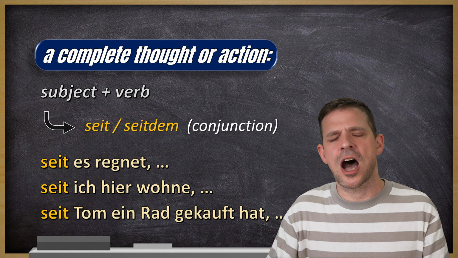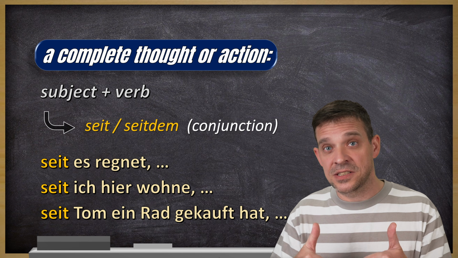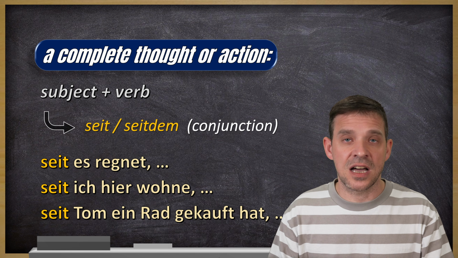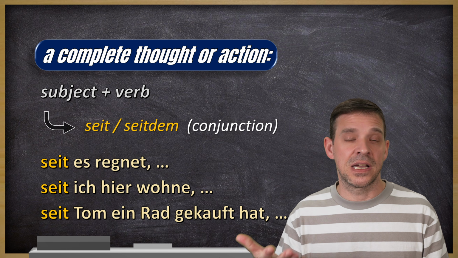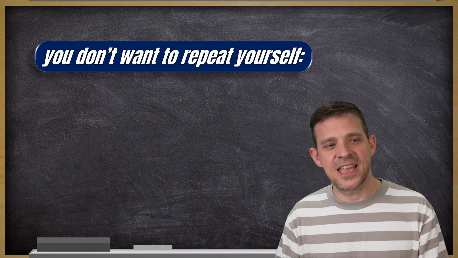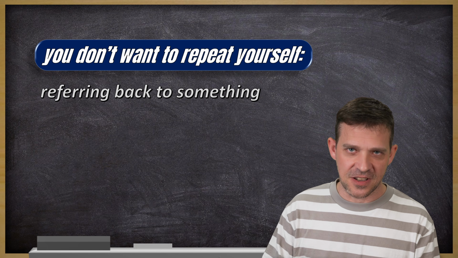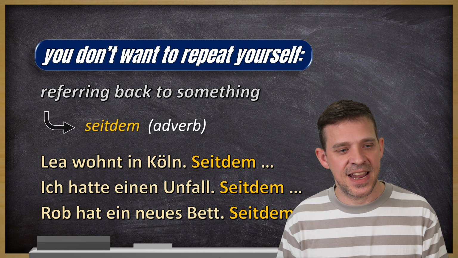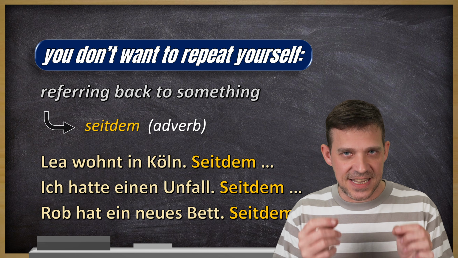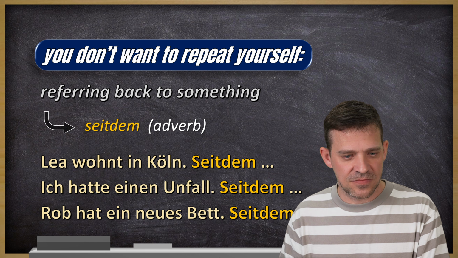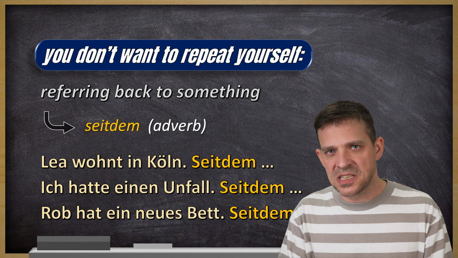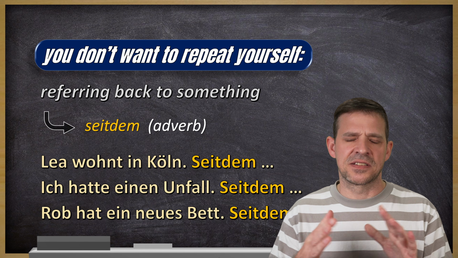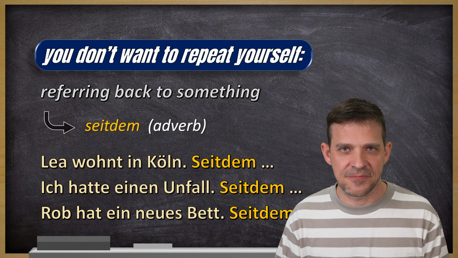Seit es regnet, habe ich schlechte Laune. Seit ich hier wohne, gehe ich mehr joggen. Seit Tom ein Rad gekauft hat, macht er mehr Sport. And if you don't want to repeat yourself, referring back to something mentioned before, then use seitdem as an adverb. Lea wohnt in Köln. Seitdem lernt sie Deutsch. Ich hatte einen Unfall. Seitdem bin ich vorsichtiger. Oder Rob hat ein neues Bett. Seitdem schläft er viel besser.